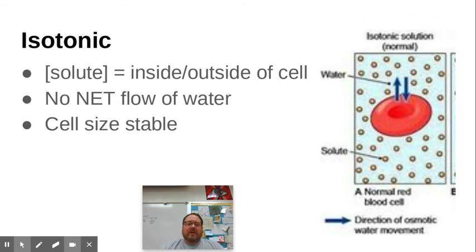Finally, we have isotonic solutions. Iso means the same. So with isotonic solutions, you have the same solute concentration inside and outside the cell. If the solute concentration is the same inside and outside the cell, that means water is going to flow in and out at the same rate. Now, it doesn't mean water stops moving, right? Water keeps going in and out, but it goes in and out at the same rate so that there's no net change in water, okay? When that happens, you have cells in a stable size.